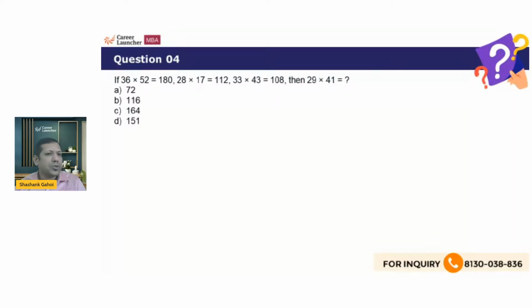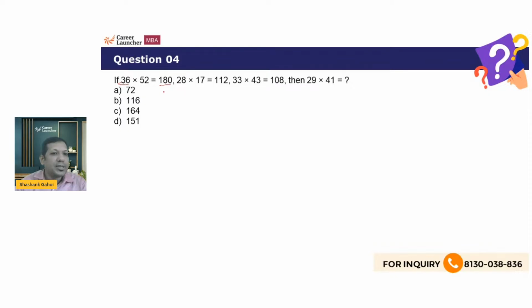So how are we going to solve this? Some random values are given. 180 is not a very huge number. 180 is a multiple of 3. It is also a multiple of 6. It is also a multiple of 5. It is also a multiple.